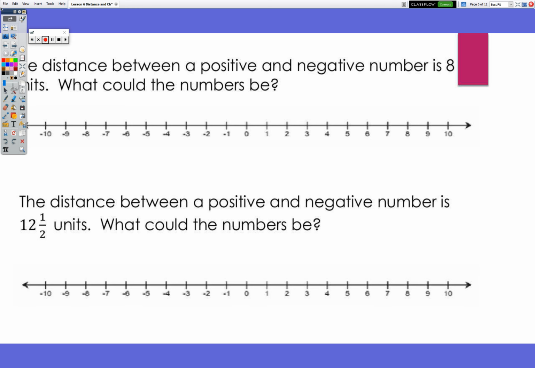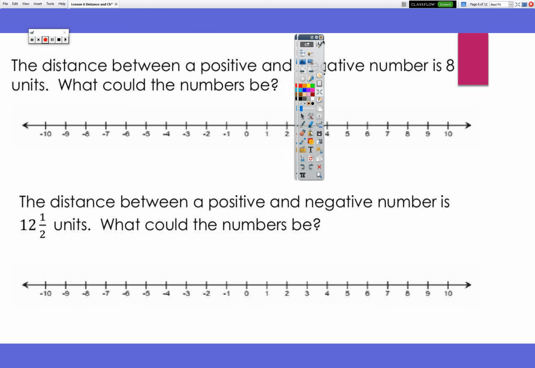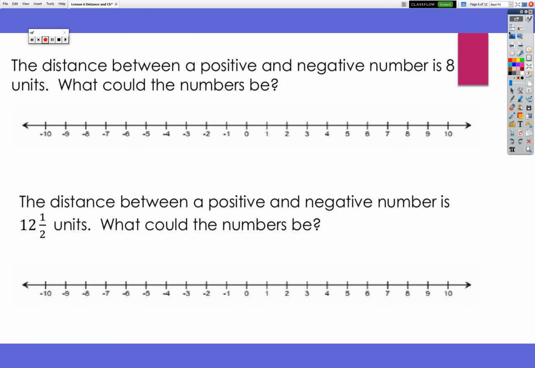Okay, now this asks in a little bit of a different way. Let me move this out of the way. There we go. The distance between a positive and a negative number is 8 units. What could the numbers be? Well, first we have to notice that one of them needs to be positive, the other number needs to be negative, and there has to be 8 units in between them. So there's actually a lot of different possibilities here. I'm going to show you a couple different ones.